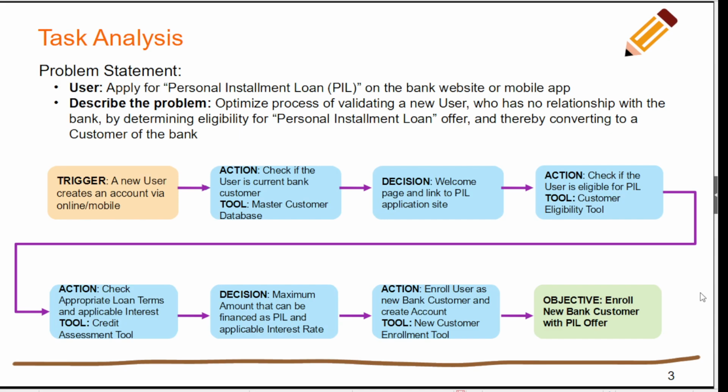The trigger point is a new user creates an account via online or mobile. The next step, the action, is to check if the user is a current bank customer, and we will use tools such as a master customer database to validate that. And as a decision, we will open up the welcome page and link to the personal installment loan application site. The next step, the action defined, will be to check if the user is eligible for the personal installment loan. This is done via one of the backend tools, the customer eligibility tool.